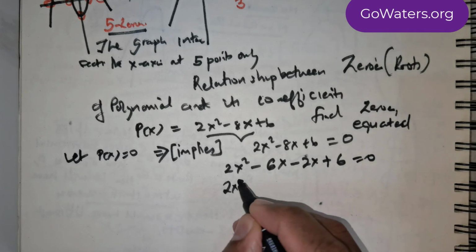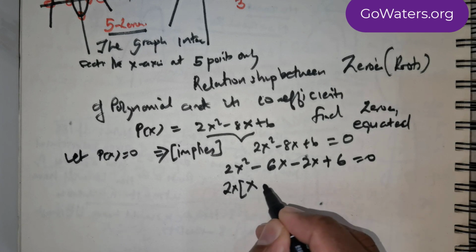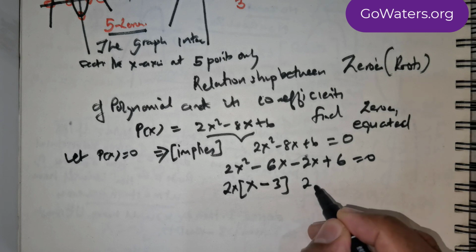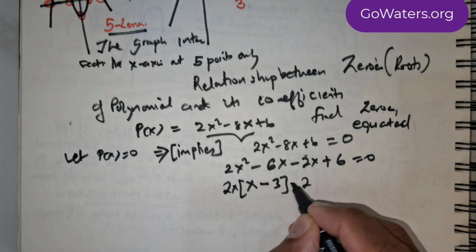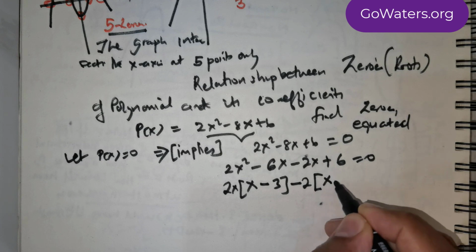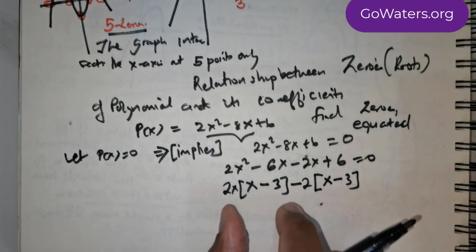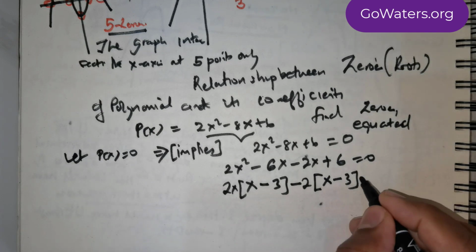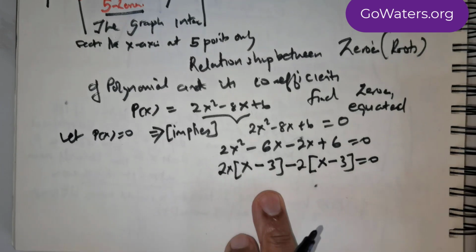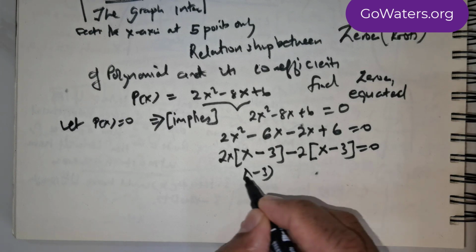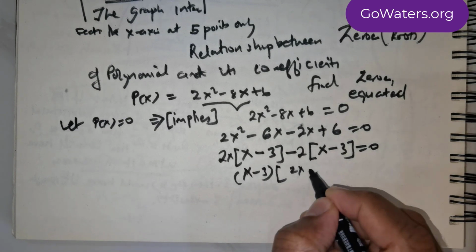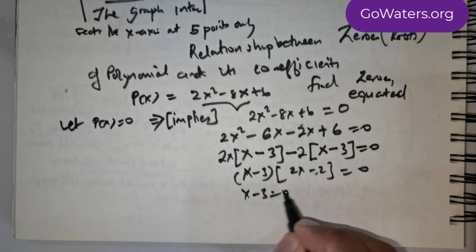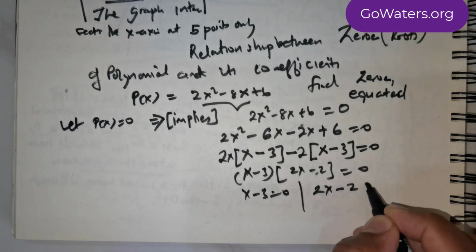Now I can take 2x out. If that be the case, I would get x negative 3. And over here I can take 2 out. In fact, I will take a negative 2 out, and that would give me x negative 3. You should have the same two components being present in this fashion. Now this is equated to 0. This is taken as a factor, so you will have 2x negative 2 is equal to 0. So from here, either x negative 3 is equal to 0 or 2x negative 2 is equal to 0.